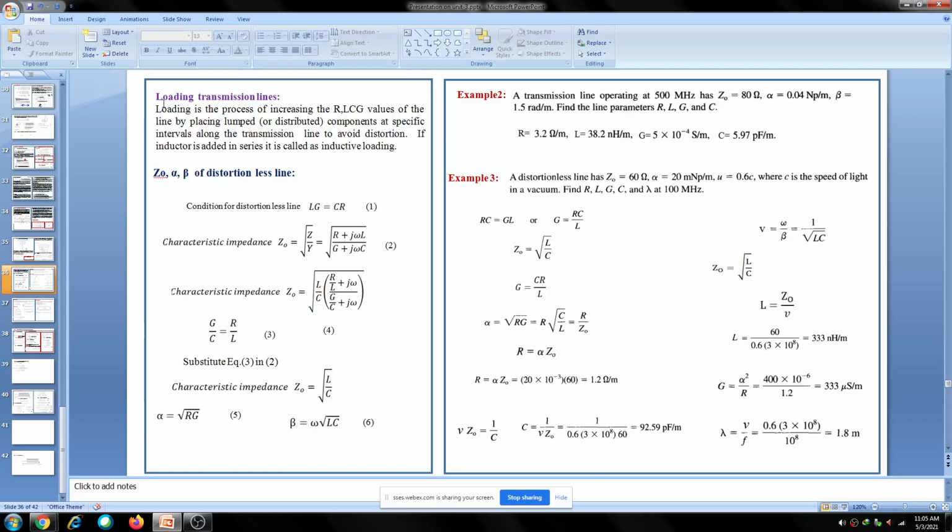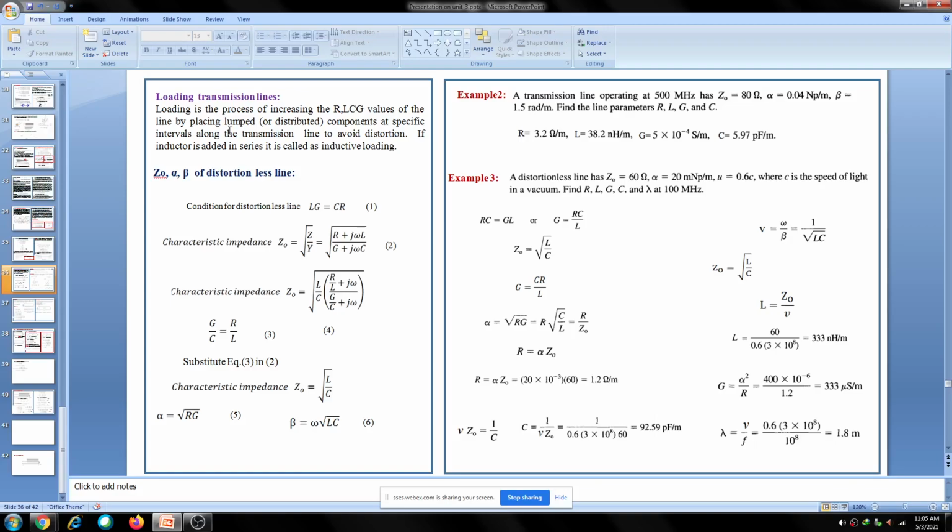See here, loading transmission line. What is meant by loading? There may be a question like this in the examination, what is meant by loading? In that case, we have to explain this. Loading is a process of increasing the RLCG values of the line by placing lumped or distributed components at specific intervals along the transmission line to avoid distortion. This is the definition of loading.